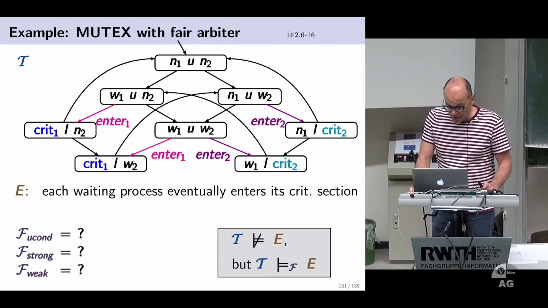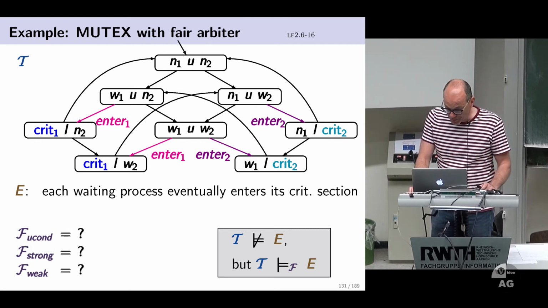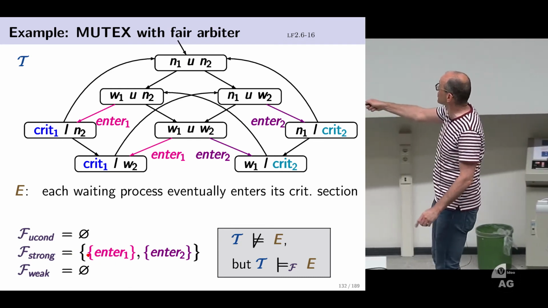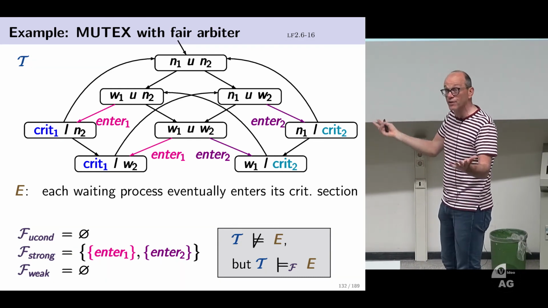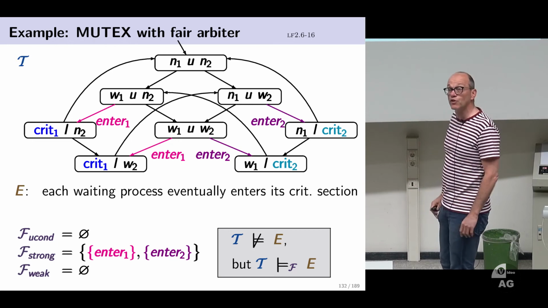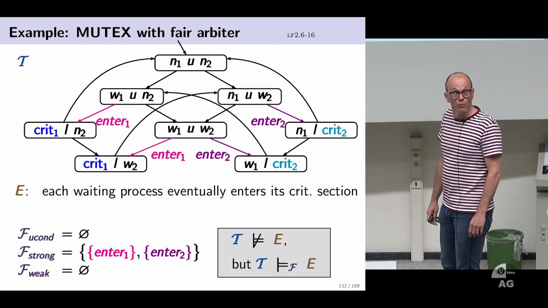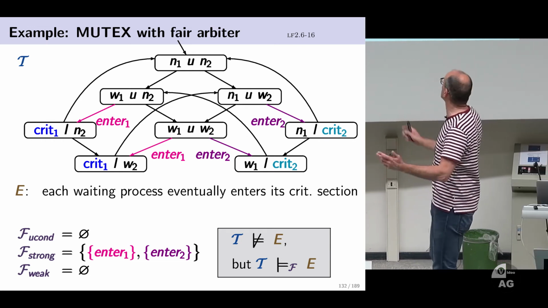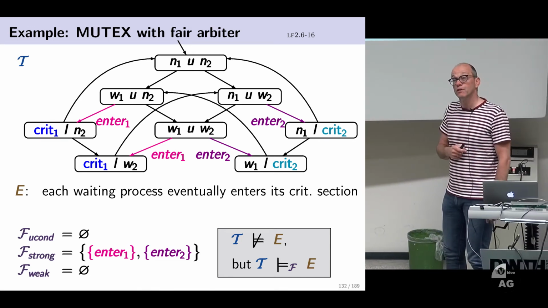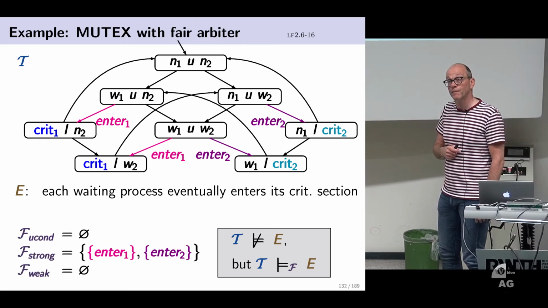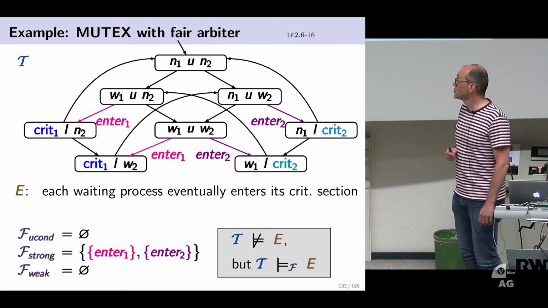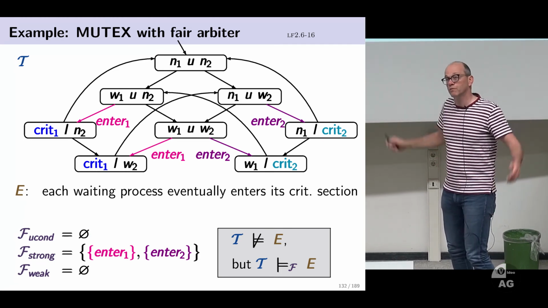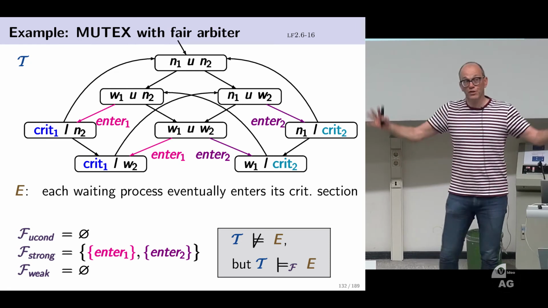Here is an example with this fair arbiter again, but now each waiting process eventually enters the critical section, same example as before, and what I now do is I can impose a strong fairness assumption rather than a weak fairness assumption. And I do this both for enter 1 and enter 2. And I hope you see that this solves the issue, in the sense that now the property is satisfied. Of course, you could also impose a stronger condition, but then you would rule out much too much. So you always go from out to the bin.